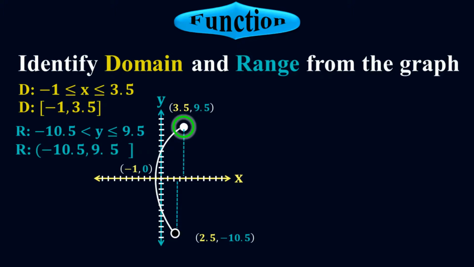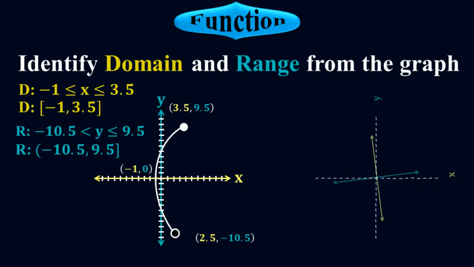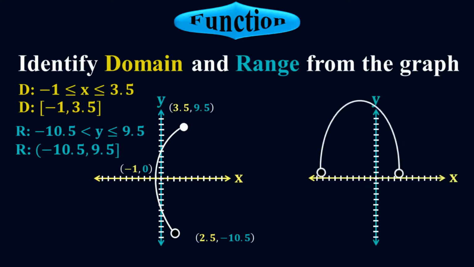Or to write it as an ordered pair, negative 10.5, 9.5. I have a parenthesis with the negative 10.5 because of the empty circle at the lower end of the graph, and a close bracket with 9.5 because of the filled-in circle on the upper end. I have another function and its graph is a downward parabola. Its vertex is on the y-axis where it is on 0 along the x-axis and positive 9 along the y-axis.